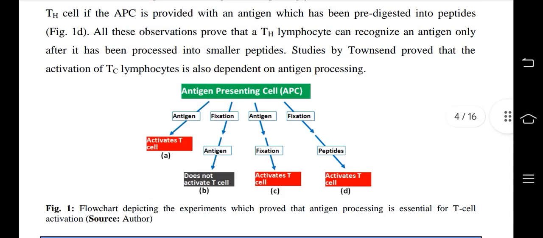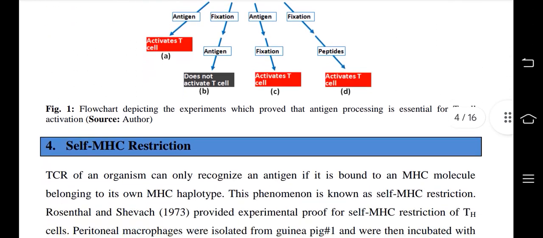So, antigen presenting cells or APCs: antigen, fixation, activates T cells. Fixation, antigen, does not activate T cell. Antigen, fixation, activates T cell. Fixation, peptides, activates T cell. This is a flowchart depicting the experiments which proved that antigen processing is essential for T cell activation.